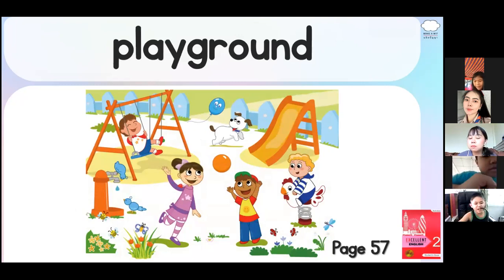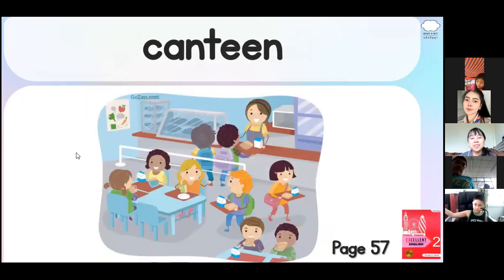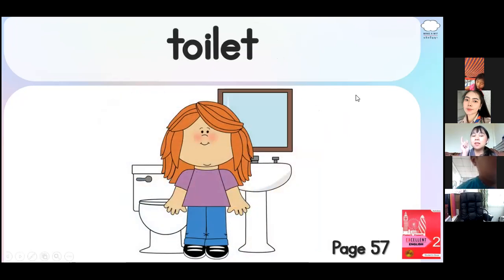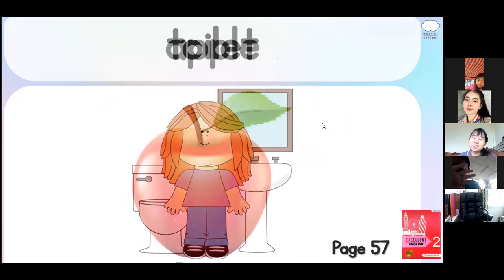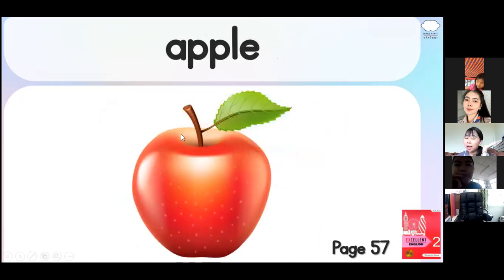Playground. Again, playground. Very good. Next word is the canteen. Canteen. Again, canteen. Very good. Next is the toilet. Toilet. Again, toilet. Very good.